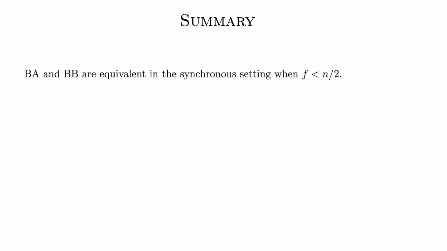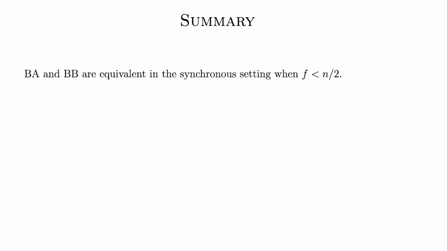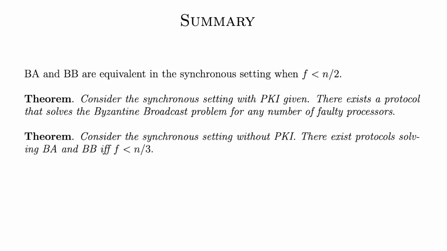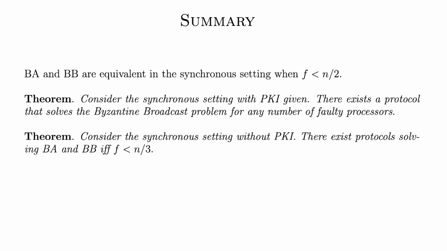Okay, so we're basically at the end of today's talk. So, a summary of where we are so far. Byzantine agreement and Byzantine broadcast are not the same problem, but in the synchronous setting, they're equivalent to each other as long as f is less than n over 2. The first theorem we saw: if you consider the synchronous setting with PKI, then there exists this nice protocol, Dolev-Strong, that solves Byzantine broadcast for any number of faulty processes. Then we considered the synchronous setting without PKI. This is like 2 of the theorems we saw combined, right? There exist protocols solving Byzantine agreement and Byzantine broadcast, only if f is less than n over 3.